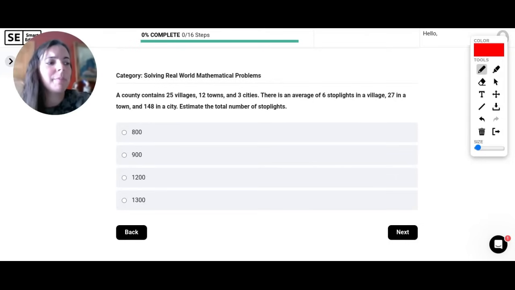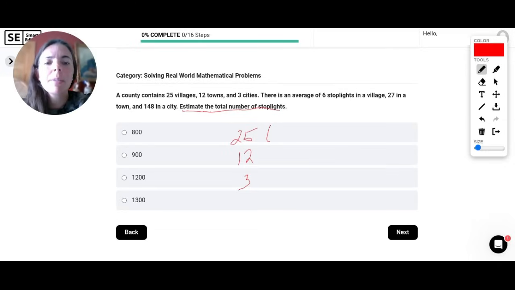All right, moving right along here. A county contains 25 villages, 12 towns, and 3 cities. There is an average of 6 stoplights in a village, 27 in a town, and 148 in a city. Estimate the total number of stoplights. So because this question is allowing us to estimate, we're going to try to choose easy numbers because we cannot use a calculator. So we have 25 villages, 12 towns, 3 cities. So there's 6 stoplights in a village.